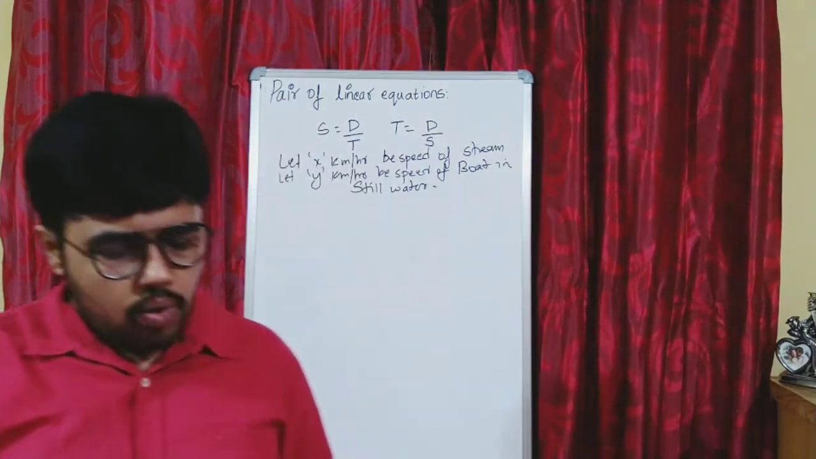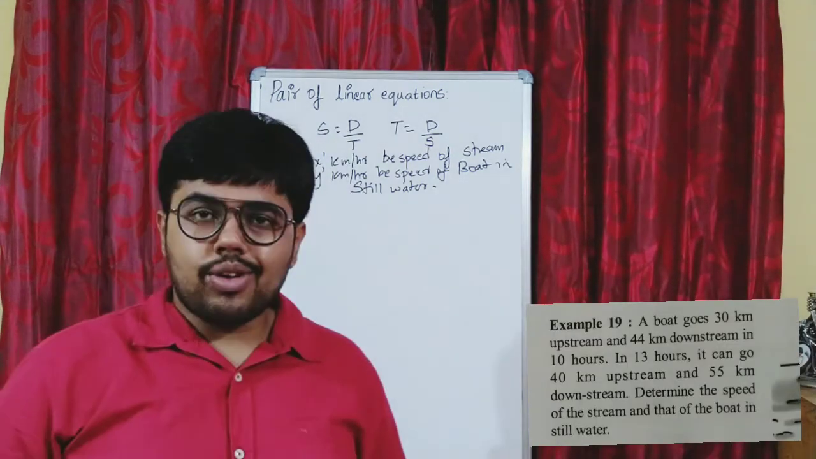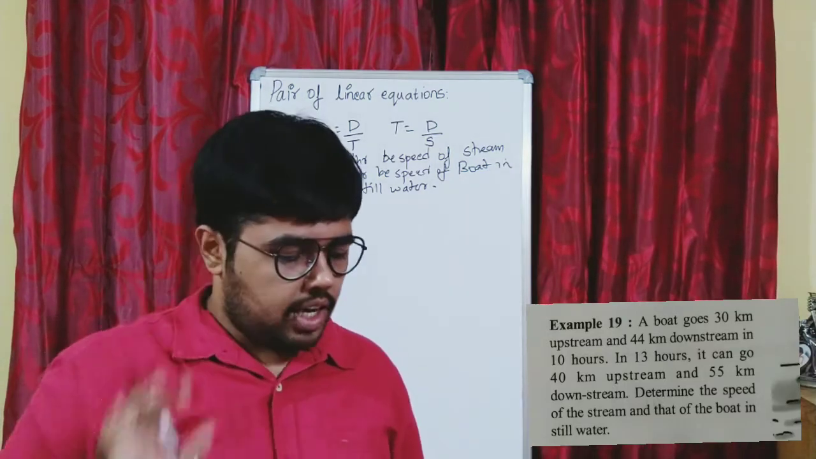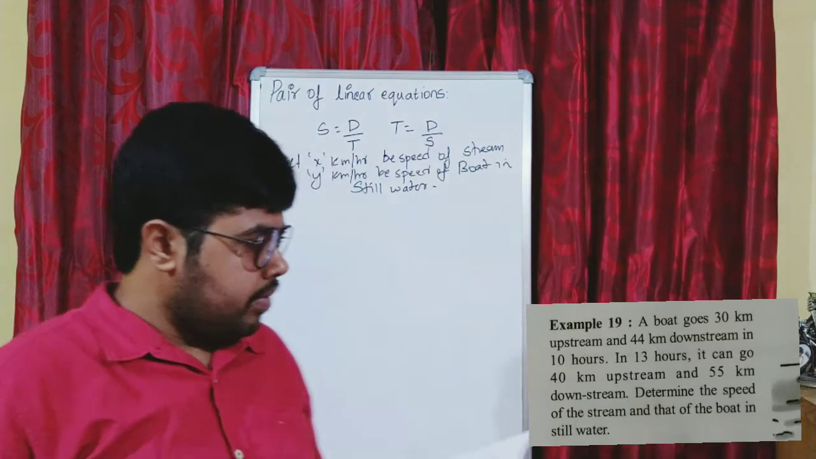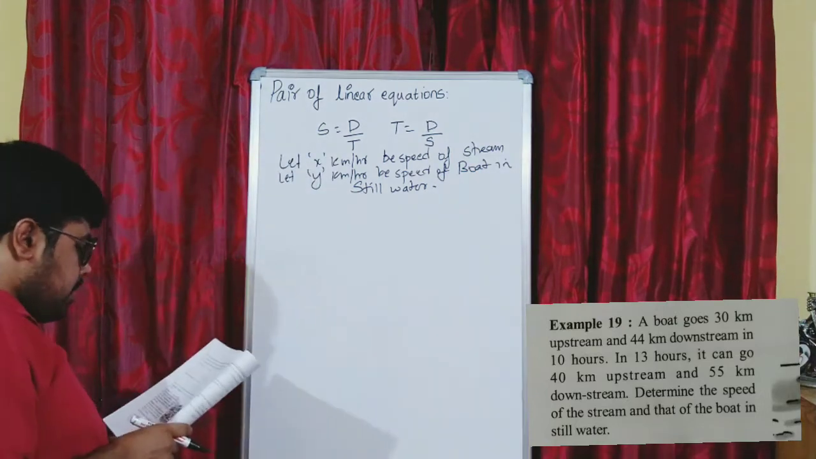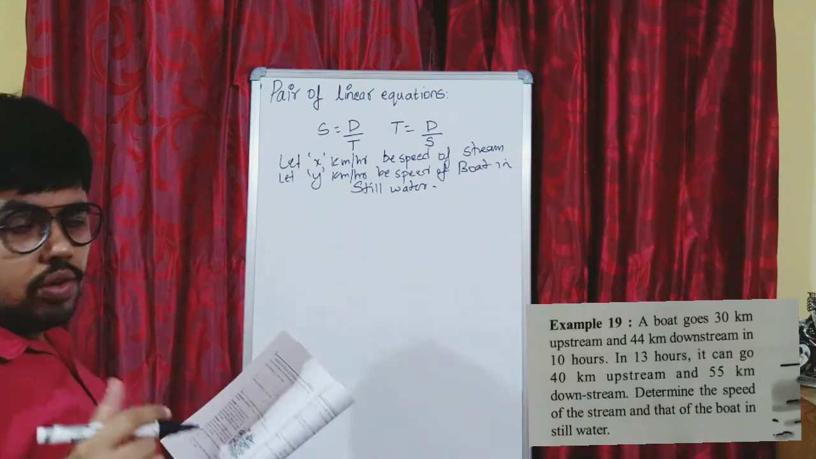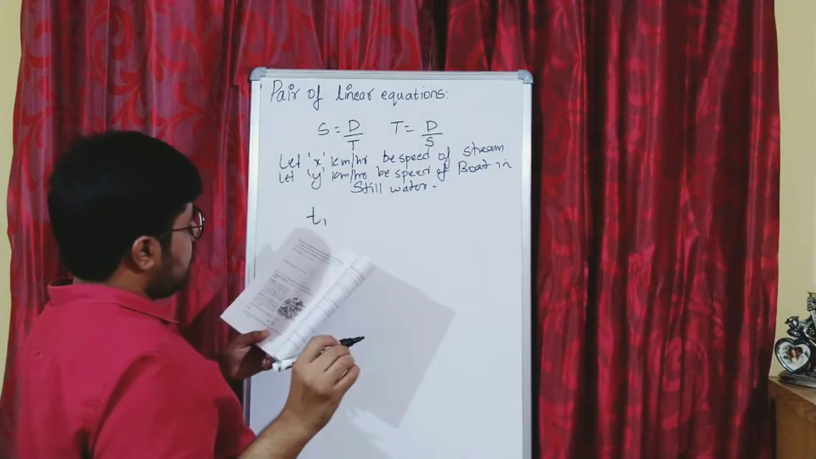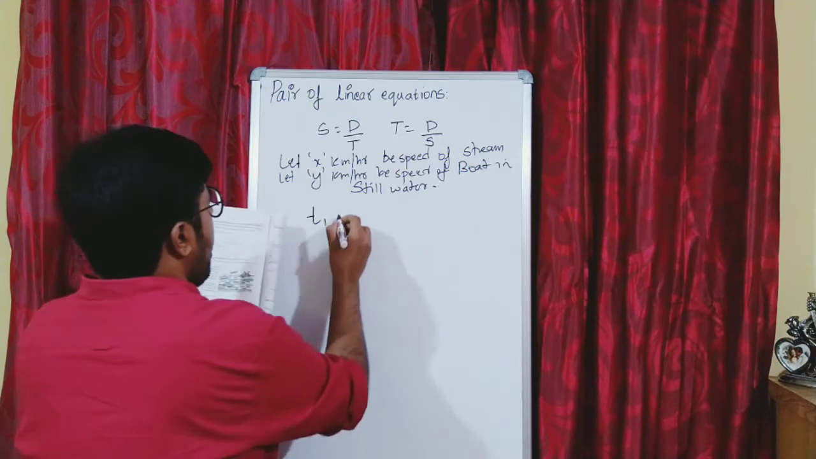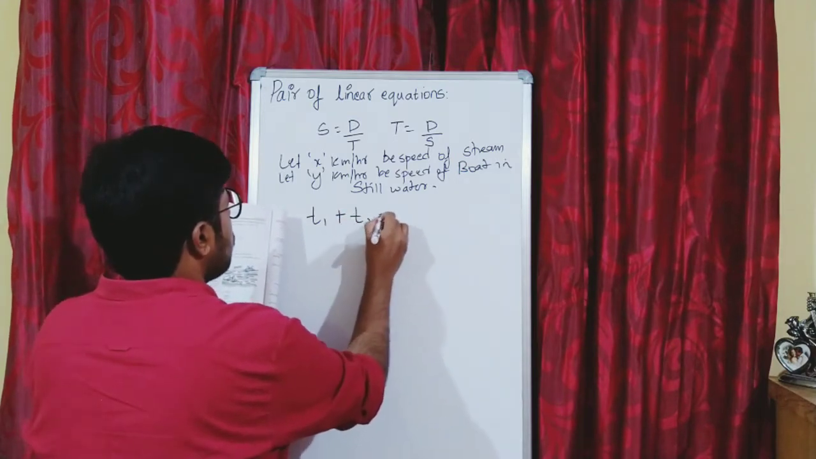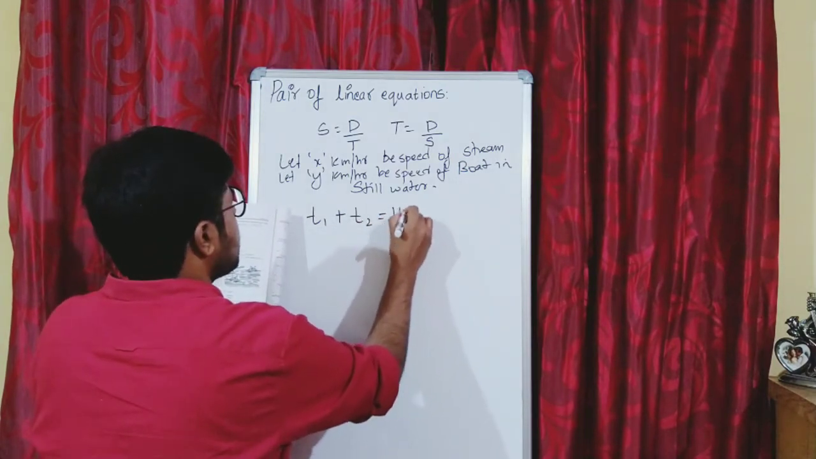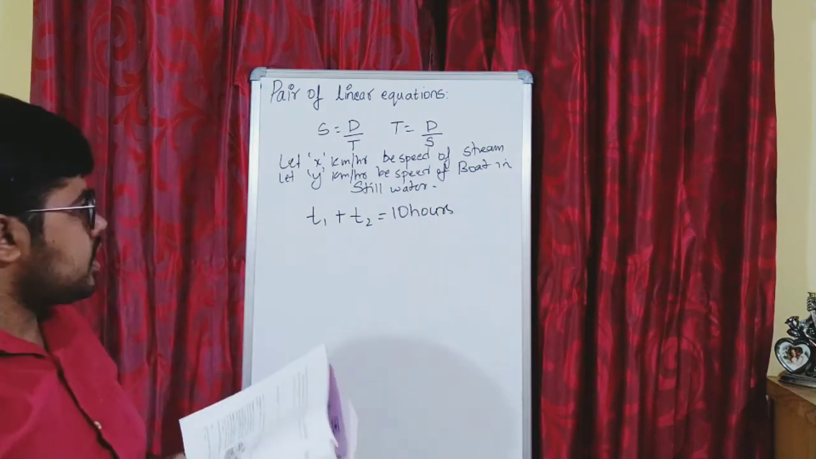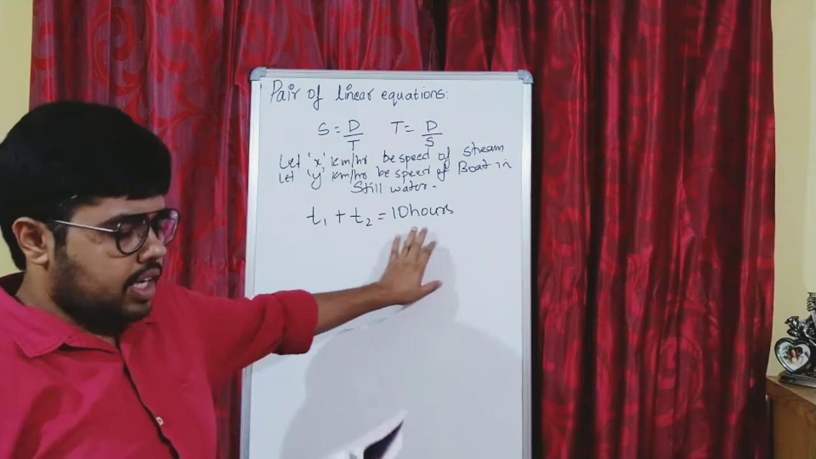Now there are 2 parts in the question. Let's solve the first part. For the first part we have one equation, for the second part we have a second equation. First part: a boat goes 30 km upstream and 44 km downstream in 10 hours. Let T1 be the time required to travel upstream and T2 the time required to travel downstream. Together it requires 10 hours.